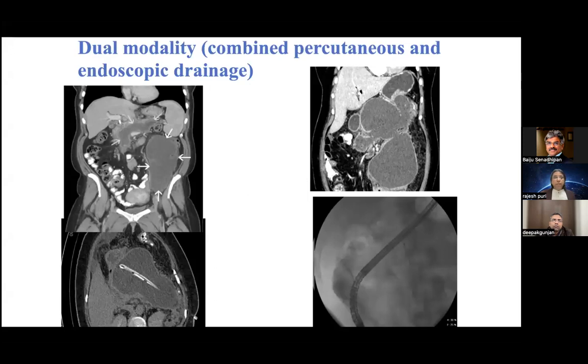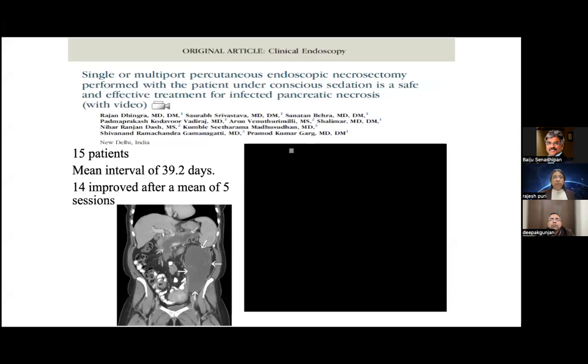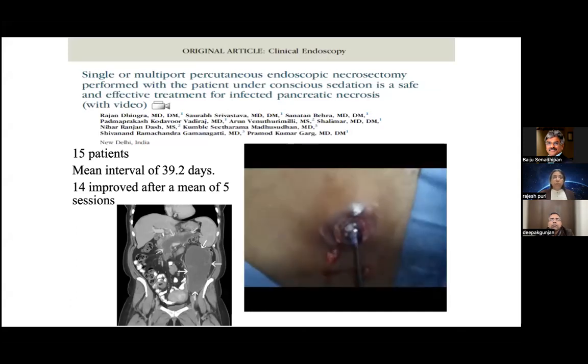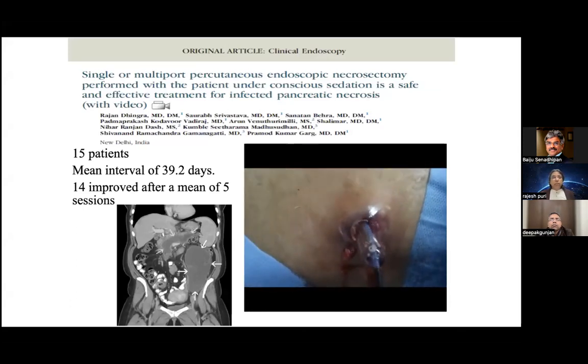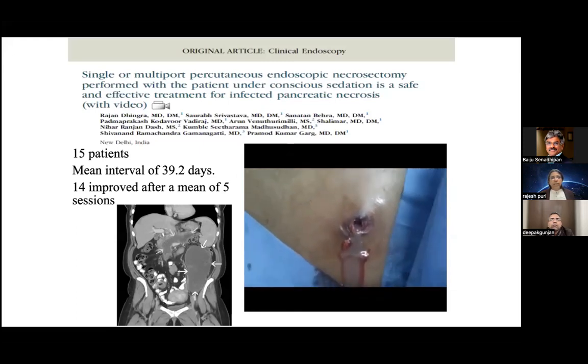A few words on when you come across such kind of fluid collection, that is, the patient has a paracolic gutter extension along with the lesser sac. So I think depending upon the local expertise, you should do it. You can do endoscopic treatment of the lesser sac, and you can do the percutaneous drainage of the paracolic gutter extension. And if the patient is symptomatic, if you look at this, this is from All India Institute of Medical Sciences, from Dr.